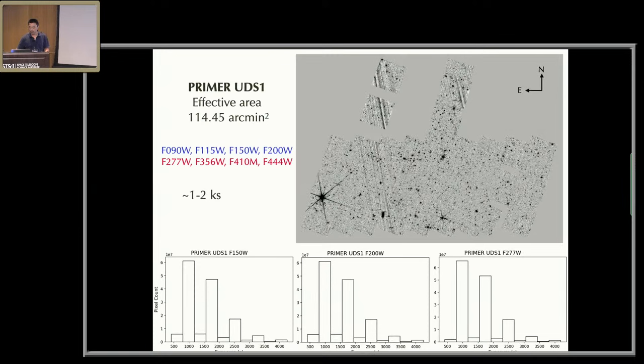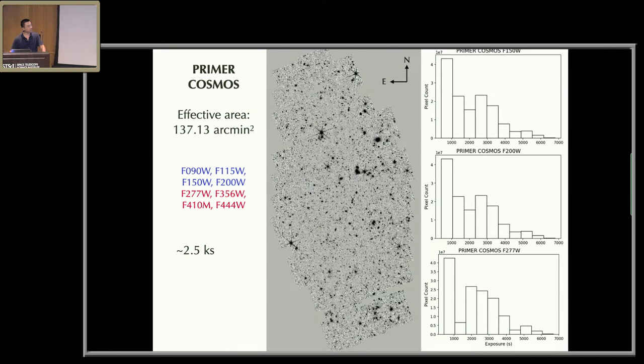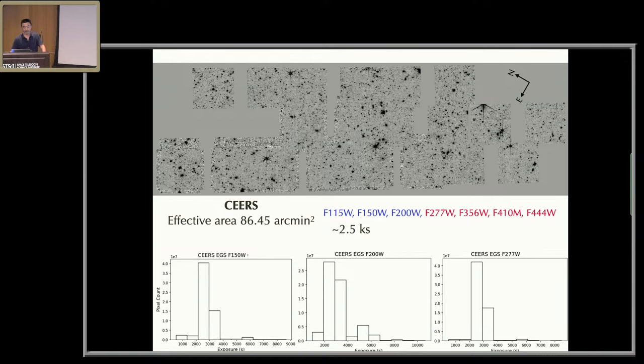Let me go over those very quickly, from the shallowest. PRIMER UDS1, UDS2 naturally is done, but we haven't had time to fill in the dropout selection yet. This is pretty wide, 114 square arcminutes, and it's in eight bands, which is great for this purpose, but it's shallow. For the three most relevant bands for dropout search, I listed here the exposure times, and those are the histograms. PRIMER COSMOS is of comparable size, but it's a lot deeper. And also CEERS, which is of comparable depth, but slightly narrower.